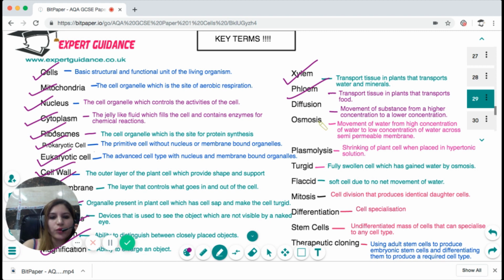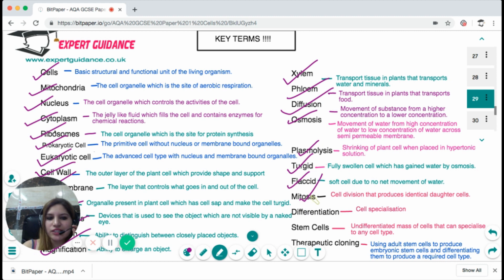Phloem transports food. Diffusion is the movement of substances from higher concentration to lower concentration. Osmosis is the movement of water molecules from a region of high concentration of water to low concentration across a semi-permeable membrane. Plasmolysis is the shrinking of a plant cell when placed in a hypertonic solution. Turgid is a fully swollen cell which has gained water by osmosis. Flaccid is a soft cell due to no net movement of water.